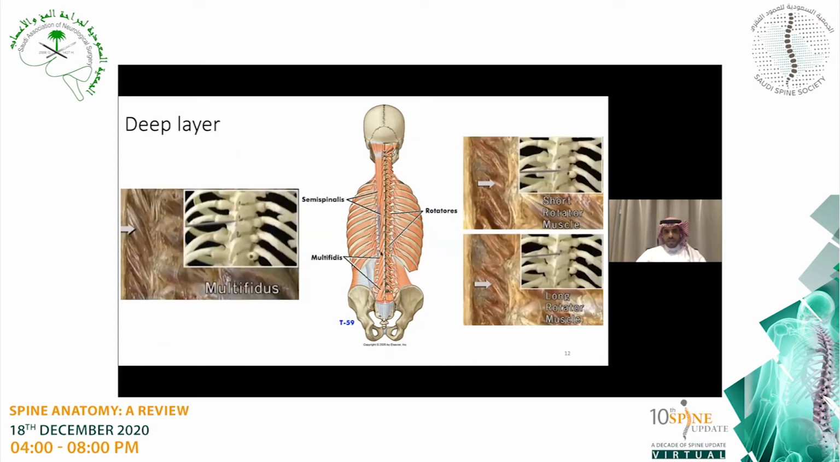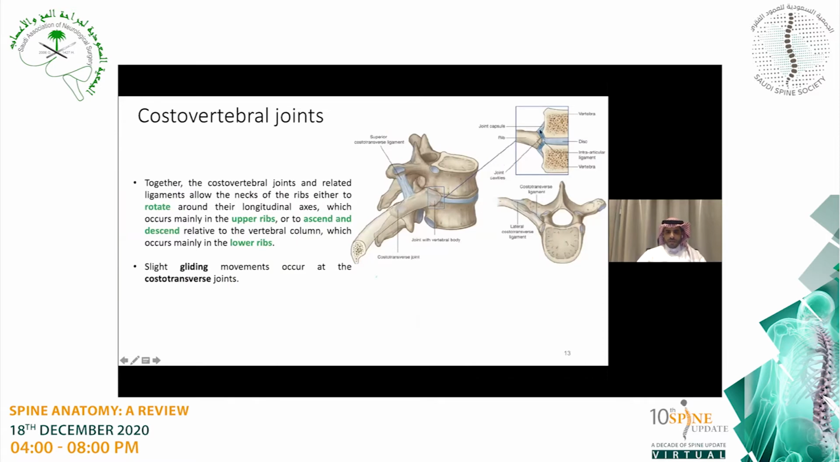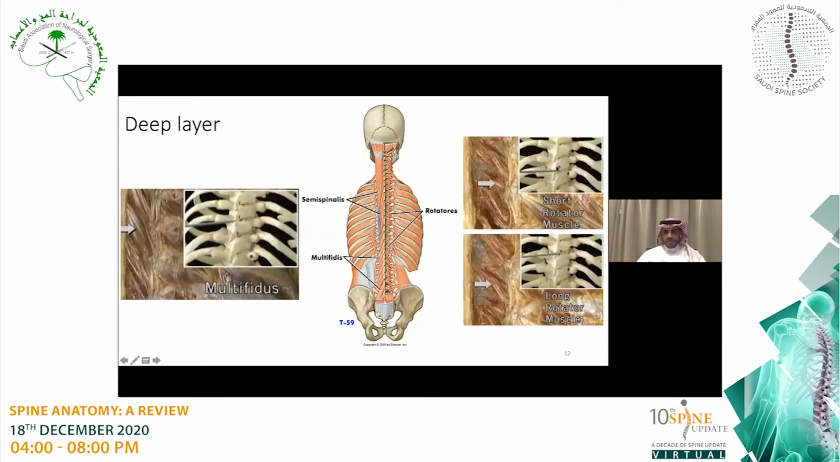And we have also the deep layer, which are the rotators. We have short rotators and long rotators. The short rotators go from the spinous process of the vertebra above to the transverse process below, while the long rotators go from one vertebra above to the transverse process of the vertebra itself. We have also the multifidus in this direction. All these muscles help to make the rotation movement of the thoracic spine.